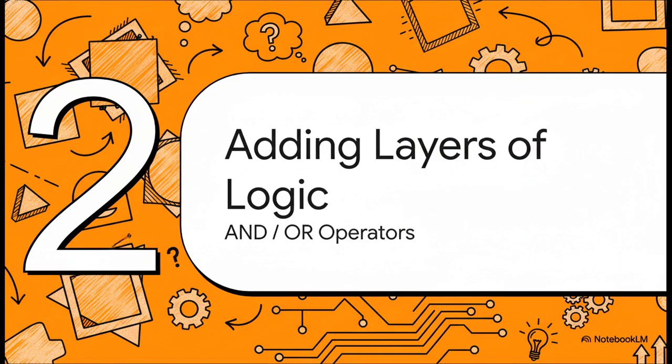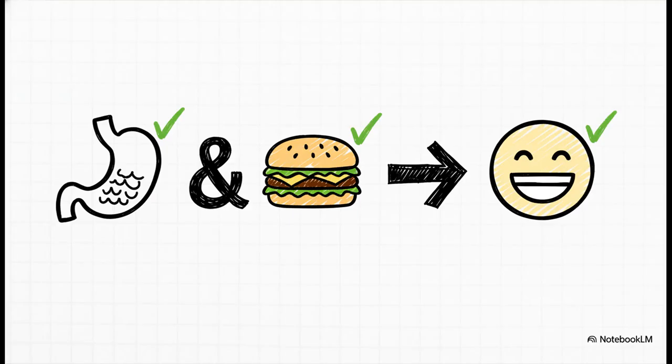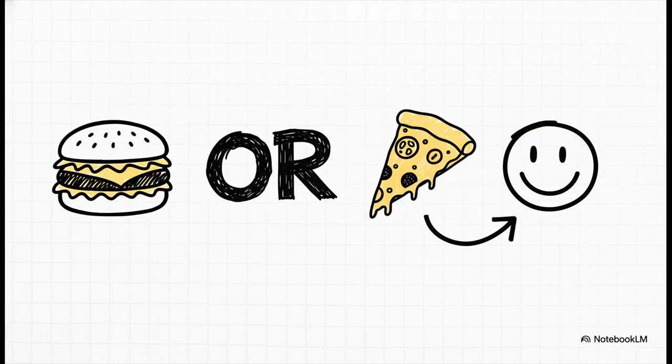Let's find out. We can layer our logic with what are called operators. Now, the AND operator, think of it as a really tough bouncer at a club. Every single condition connected by AND must be true to get past. So in this case, the user must be both hungry and a burger lover. No exceptions. The OR operator, on the other hand, is much more accommodating.